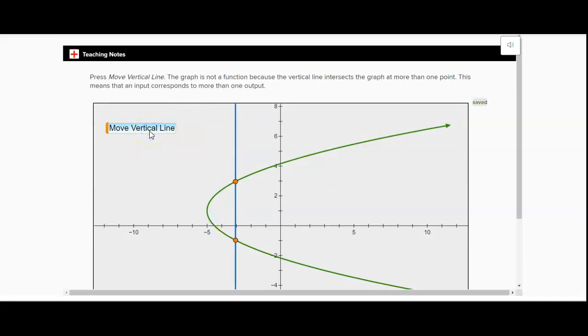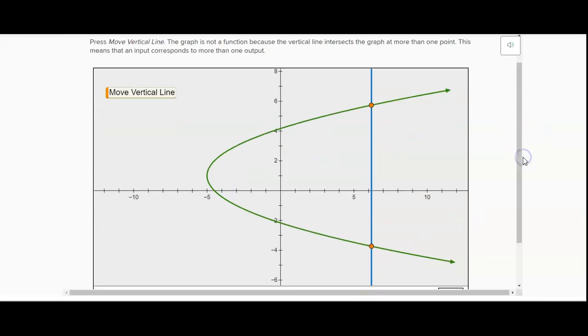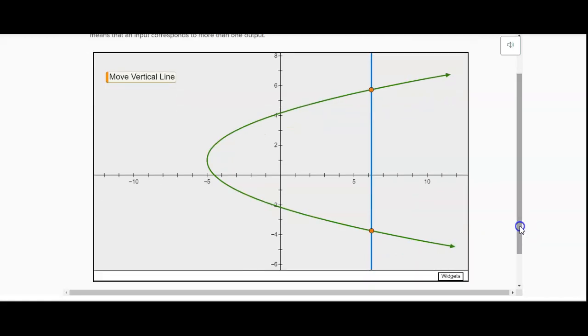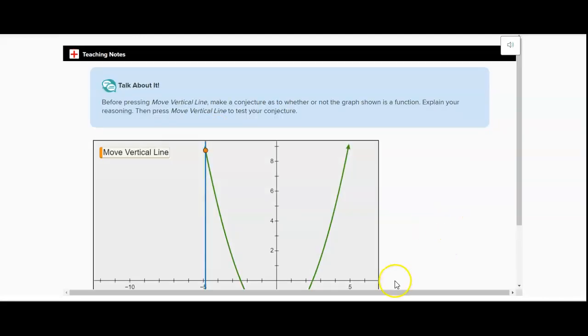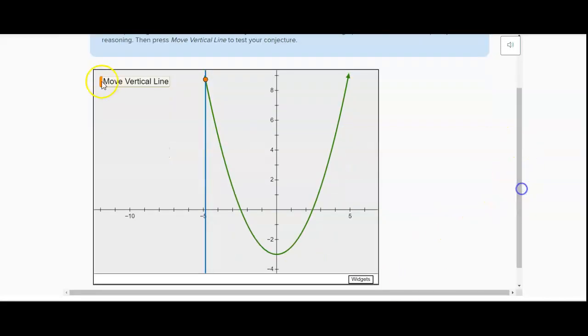But for this one, if you notice, if I draw a vertical line, it's going to touch more than one point on the graph. And if you think about it, this point and this point have the same x coordinate, but they have different y coordinates. So each x has more than one y, which is why this one would not be a function. So the way to tell from a graph is if it passes the vertical line test.